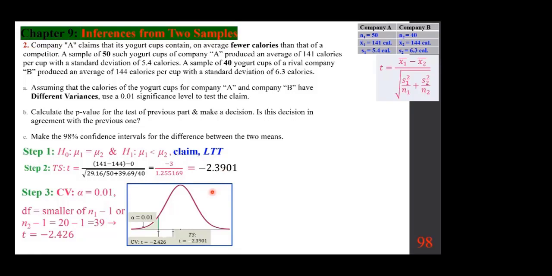The test statistic is way into the non-rejection region. Therefore, fail to reject or do not reject H0. After that, we go back to step 1. If we are not rejecting H0, we are rejecting H1, the claim becomes false. There's not enough evidence to support the claim that Company A's yogurt cups contain on average fewer calories than that of its competitor.